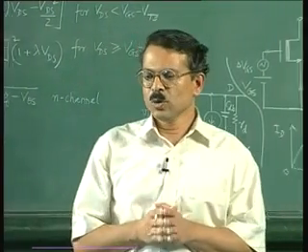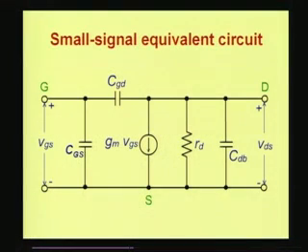Now you look at your slide, all the components and their origin has been identified. So this is the resistance RD, which represents channel length modulation. This current source represents the transconductance, which contributes to the small signal amplification. And then for high frequency purposes, you introduce these capacitances which are related to the device structure.